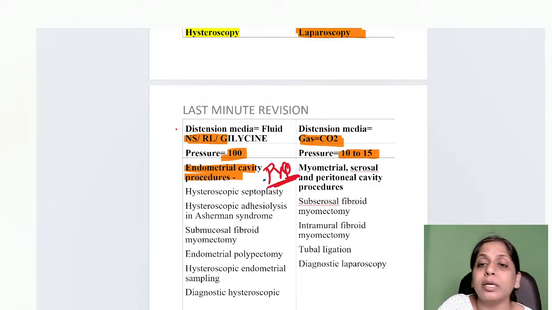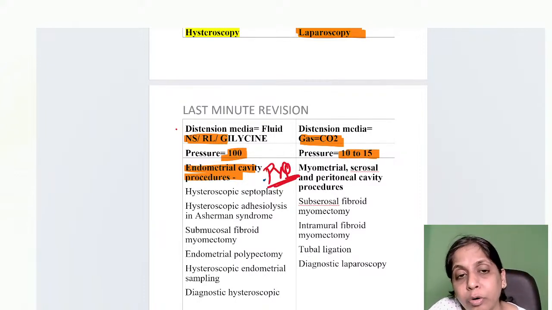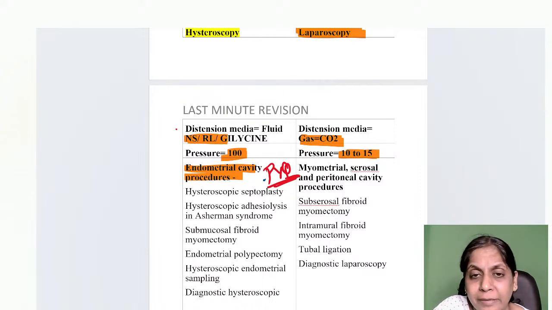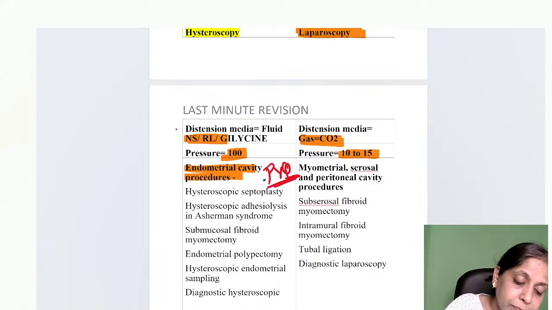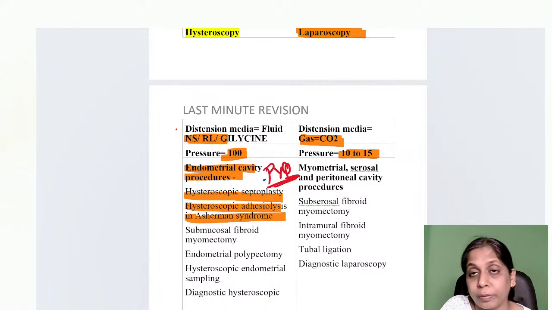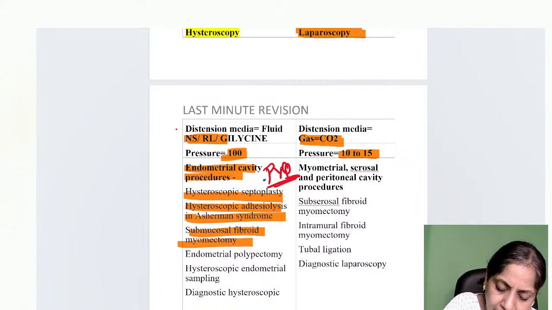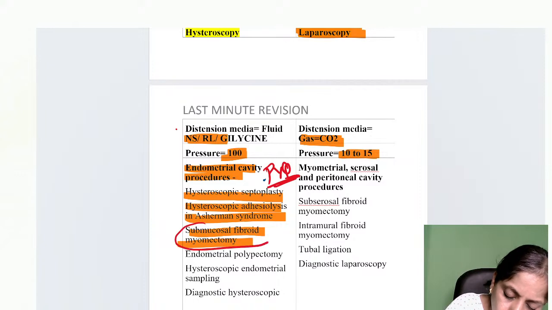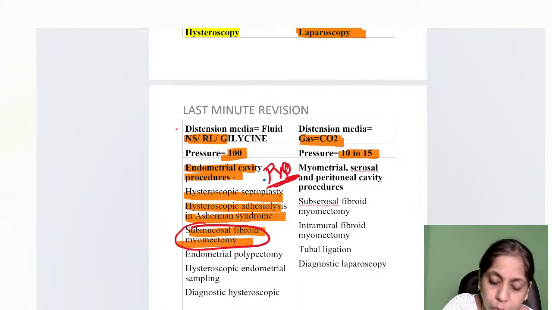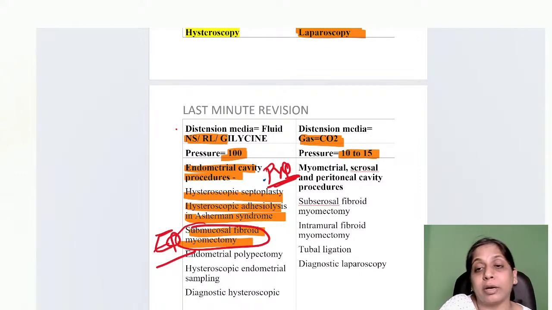This was one PYQ. What all can you do with hysteroscopy? All the endometrial cavity procedures, we will be doing with hysteroscopy. So what are those procedures? Hysteroscopy, septoplasty and Asherman syndrome hysteroscopy. Moreover, submucosal fibroid is also removed. So this is one of the PYQs, again what we are expecting in your exam.